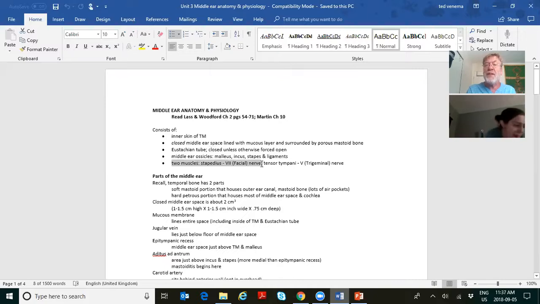The stapedius muscle, which is innervated by the 7th facial nerve. Now notice the 7, a V with 1, 1. Okay, that's the Roman numeral 7. Recall in the beginning of the course we said you have 12 pairs of cranial nerves. And what are cranial nerves? Nerves inside the skull. And they come off of the brain stem.